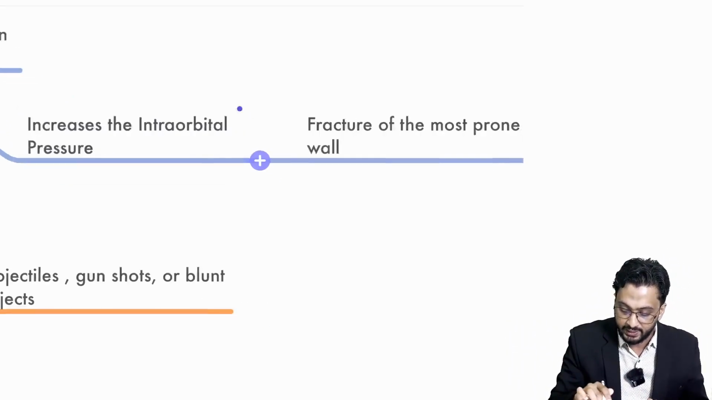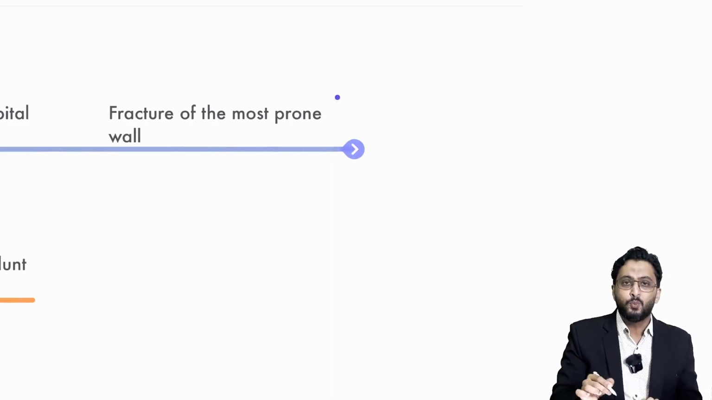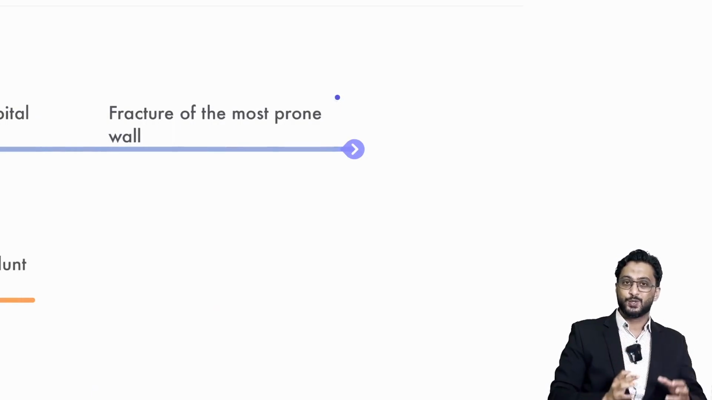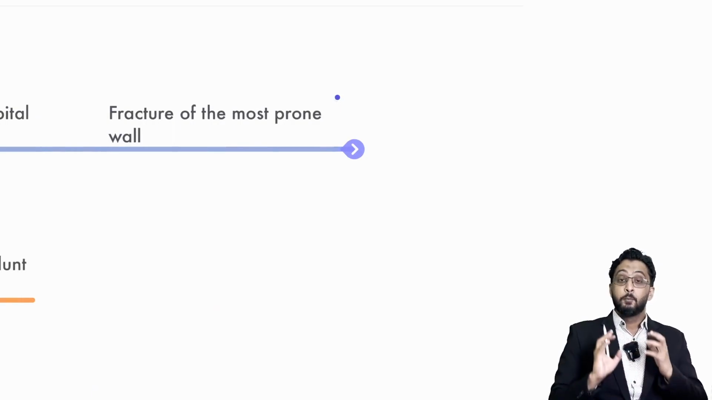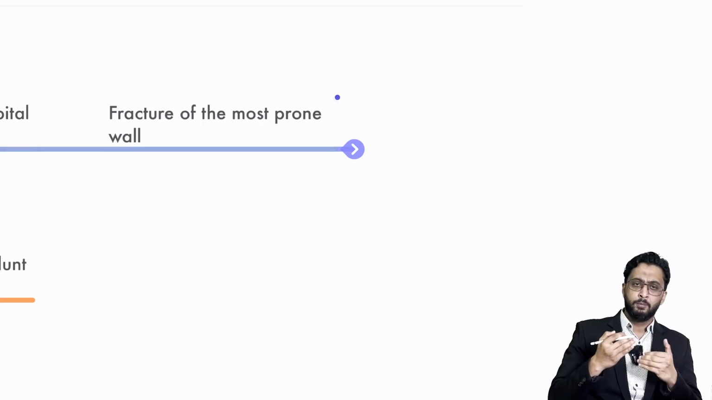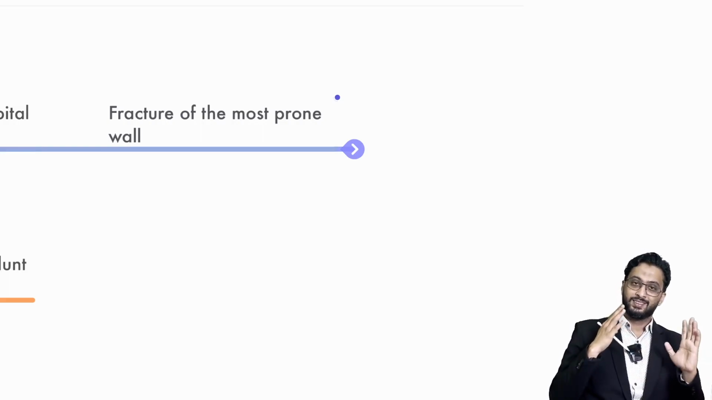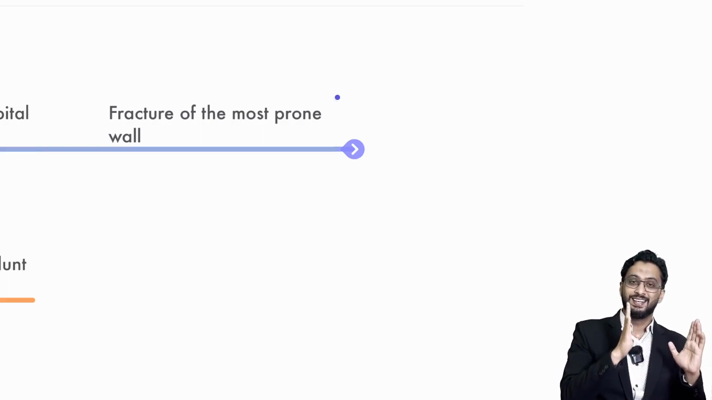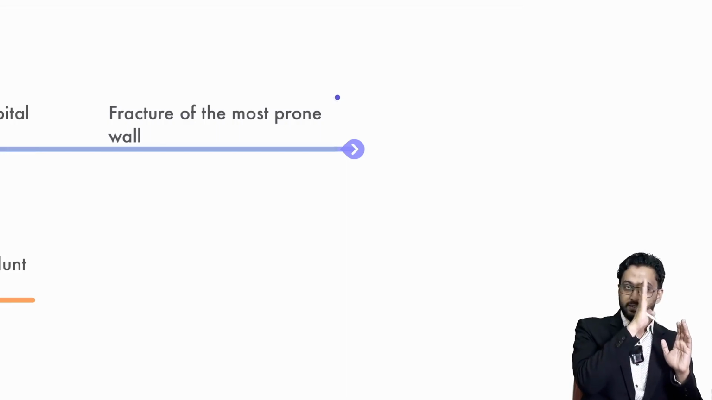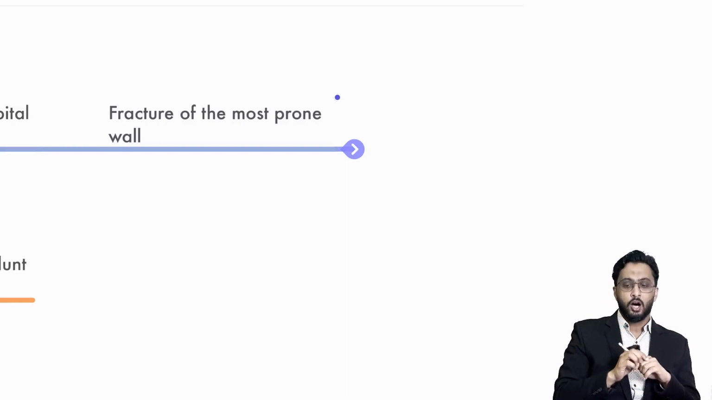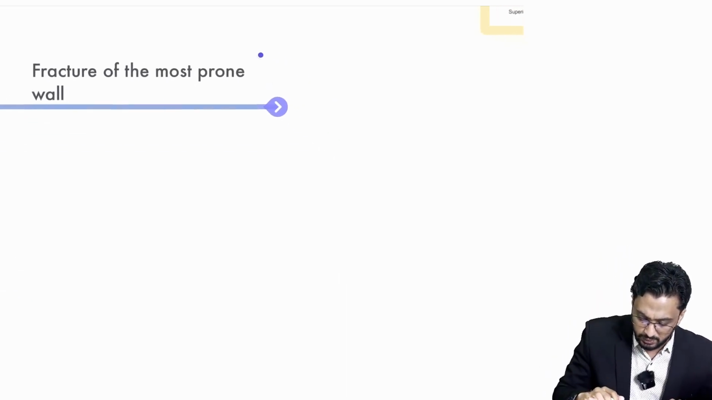Now what next? Fracture of the most prone wall. I didn't say the weakest wall or the thinnest wall, but the most prone wall. I'll come to this when I discuss incidence of fracture. The most prone wall to fracture is the floor. The weakest and thinnest wall is the medial wall, whereas the most prone wall is the floor of the orbit. I'll discuss this later on.